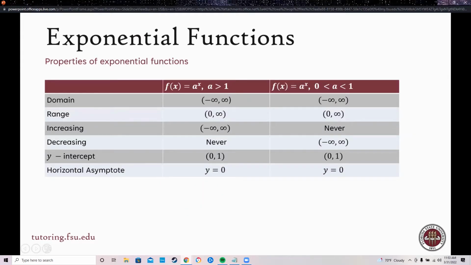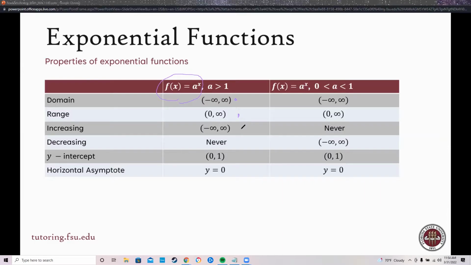So, some properties about the graph and evolution of an exponential function. Remember, exponential functions are of this form. When a is greater than 0, we call this a growth factor, where it just grows exponentially at a normal rate. The domain for these functions is all real numbers, so it goes between negative infinity and infinity. The range, however, is only positive numbers, from 0 to infinity.